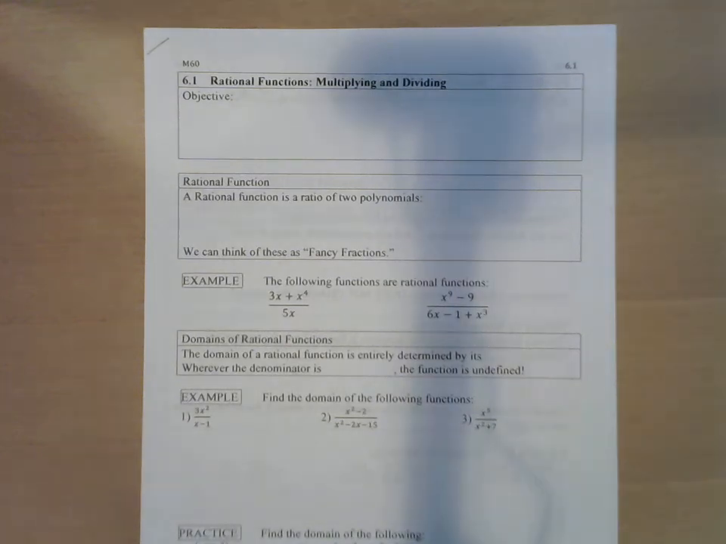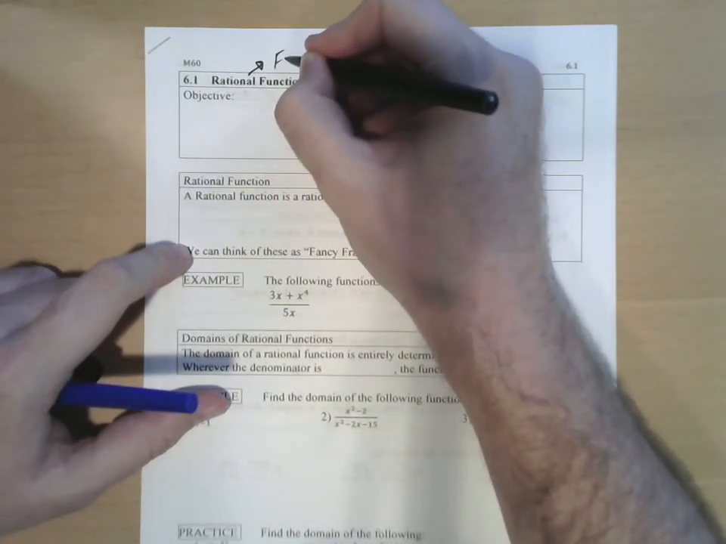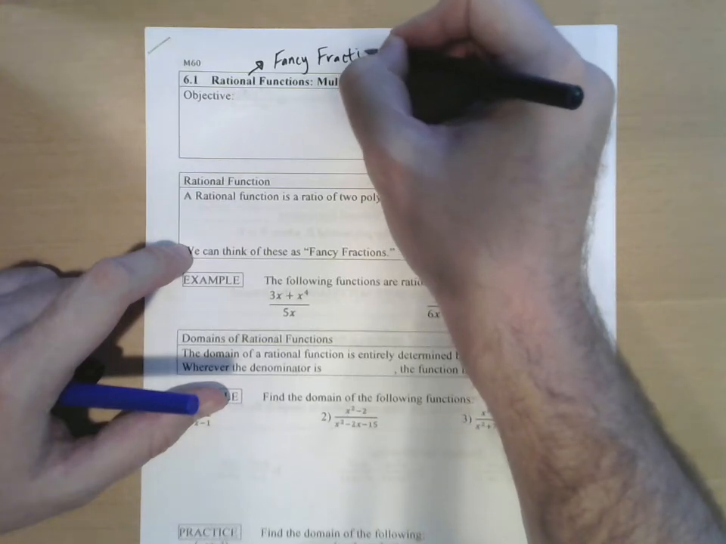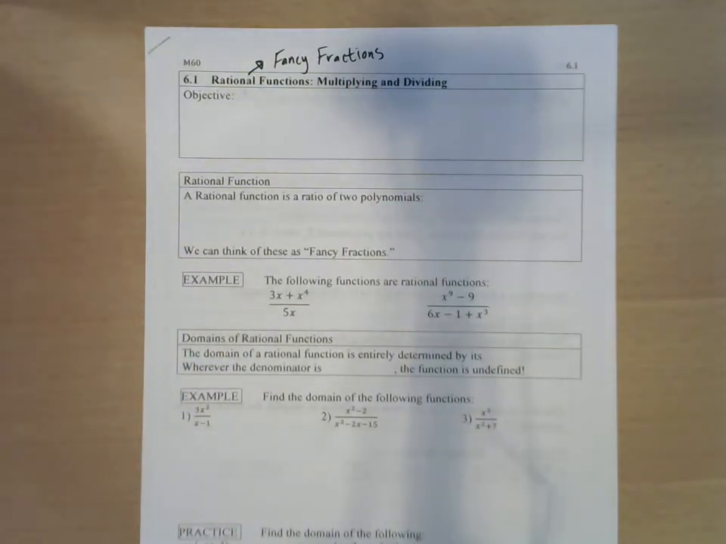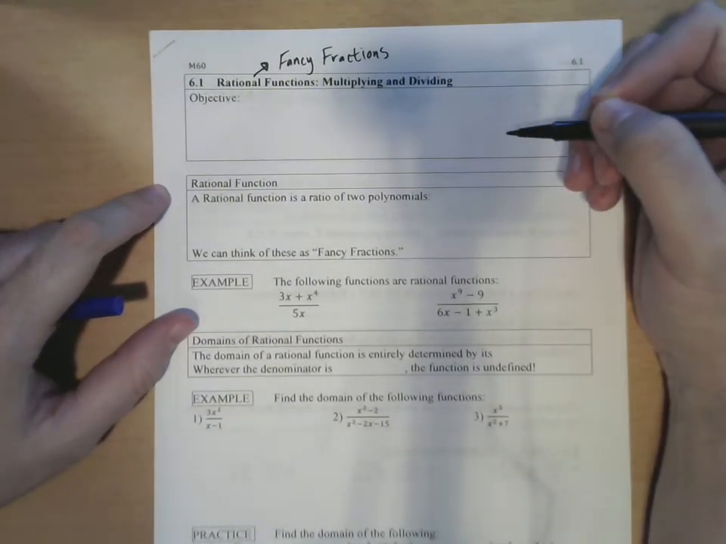All right, so we're into chapter 6 here. So this is 6.1. Now, all of chapter 6 is about rational functions, and I like to call rational functions by a different name. I call these fancy fractions, because all they are is fractions with polynomials in them. So for this first section, we're just focusing on multiplying and dividing.